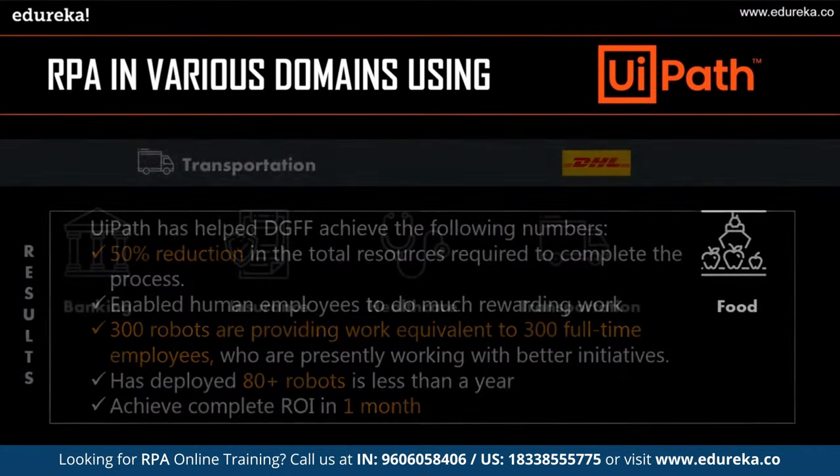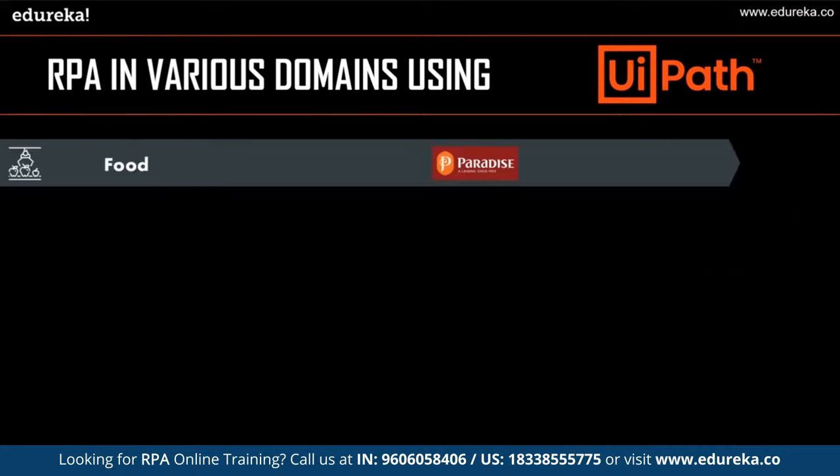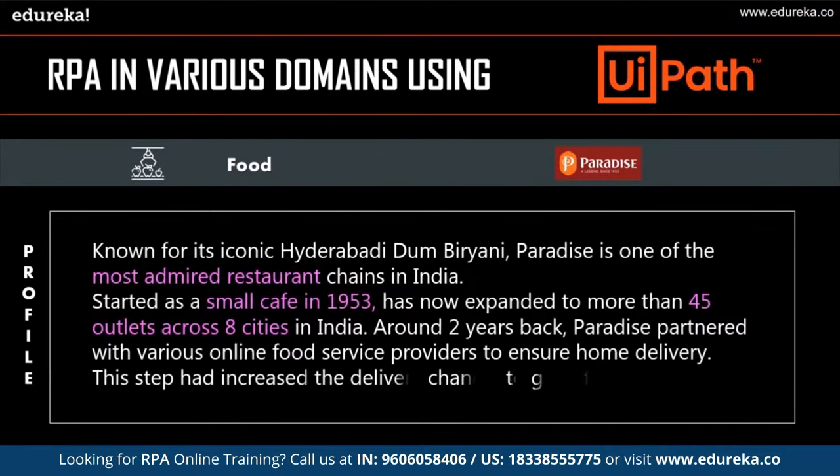Now let's move on with the final domain in the UiPath section, that is RPA in the food industry. Now, I'm sure all of you have heard of Paradise, right? It's known for its iconic Hyderabadi Dum Biryani. Being one of the most admired restaurant chains in India, it started as a small cafe in 1953 and now has expanded to more than 45 outlets across 8 cities in India.